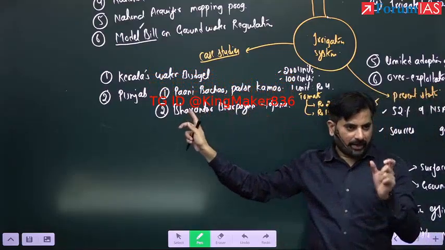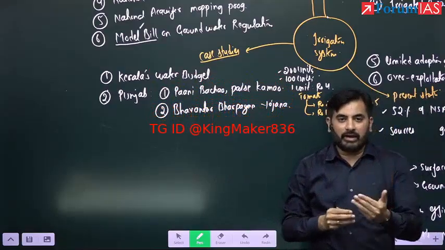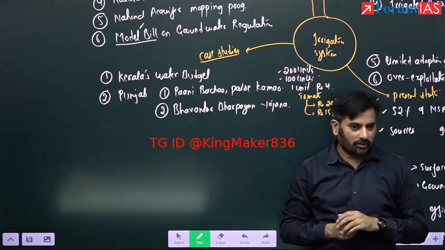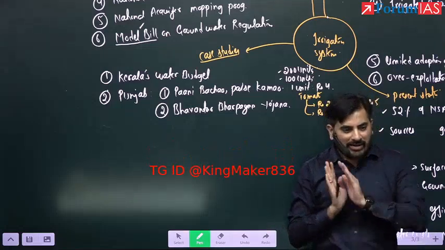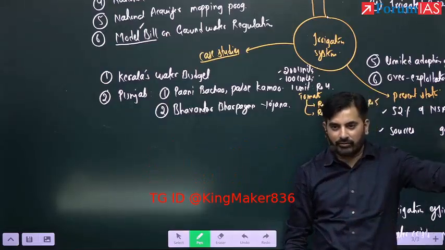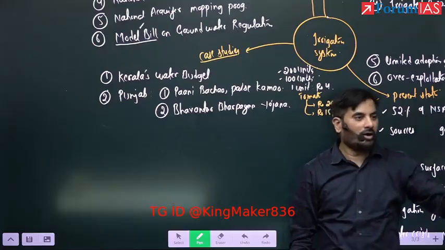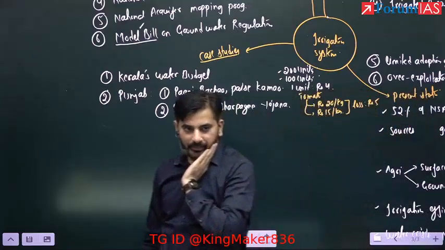Bhav means price. Antar means difference. Bhavantar Bharpai. Bharpai means compensation. समझ में आया? Why it is good is because this will nudge the farmers in Punjab to shift from rice and wheat to more of horticulture products, fruits and vegetables. ठीक है? Next.